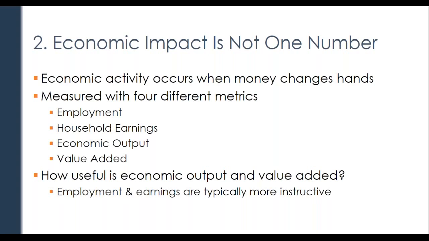The next measure of economic impact is economic output. And these last 2, economic output and value added, is where things start to get more confusing. Employment and earnings are generally easy to wrap your head around. You can think about what that looks like and sometimes even see those people. But when you start talking about economic output and then value added, that's when things get a little confusing.